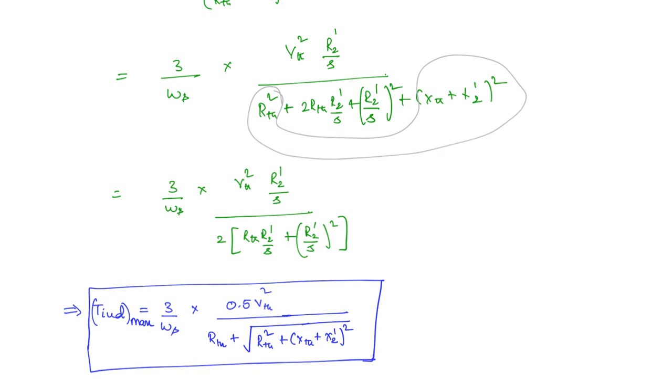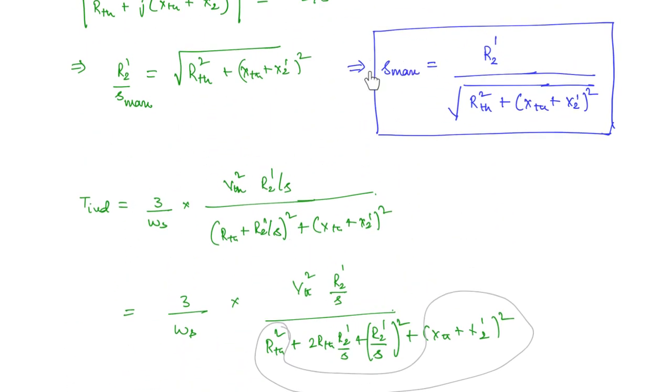Now one interesting observation that you can see here is that the maximum induced torque is independent of the rotor resistance R2 dash. R2 dash is nowhere in the expression, okay? And in the expression for the slip at which maximum torque occurs, you can see R2 dash is there only in the numerator. That means S max is directly proportional to R2 dash. What is the effect of this? We can change the slip at which maximum torque occurs by changing the rotor resistance. But we cannot change the torque itself. The value of the maximum torque itself will remain the same.